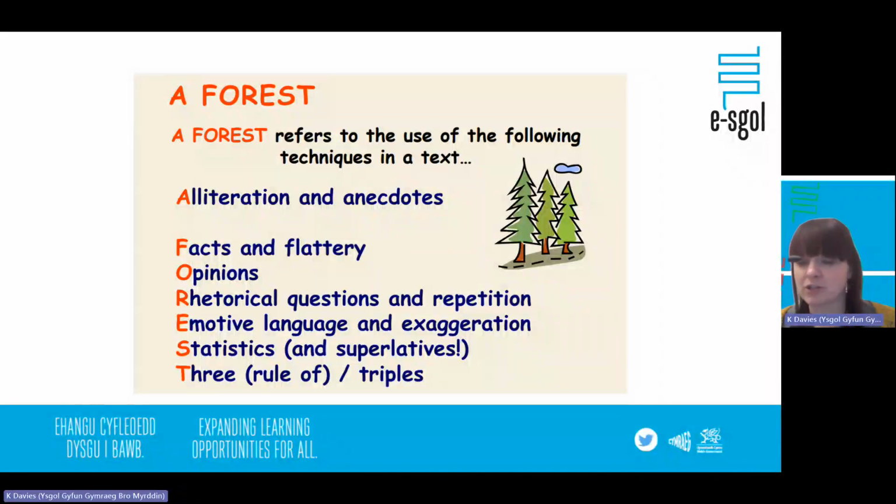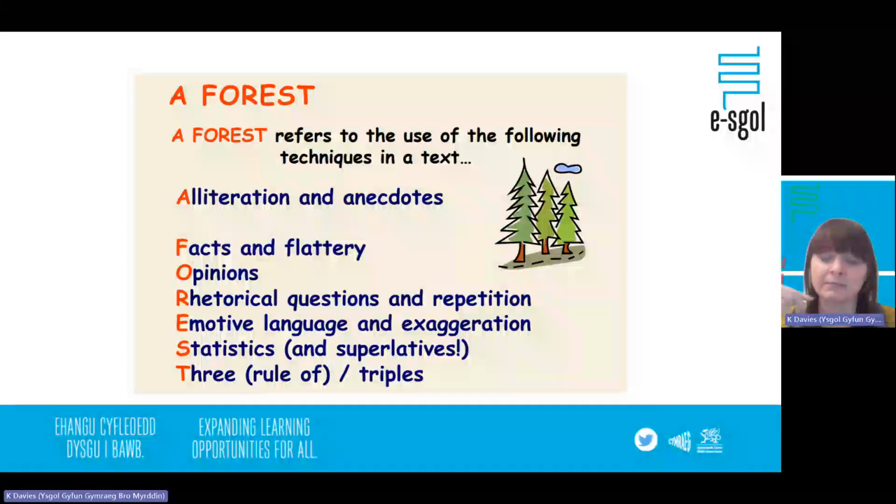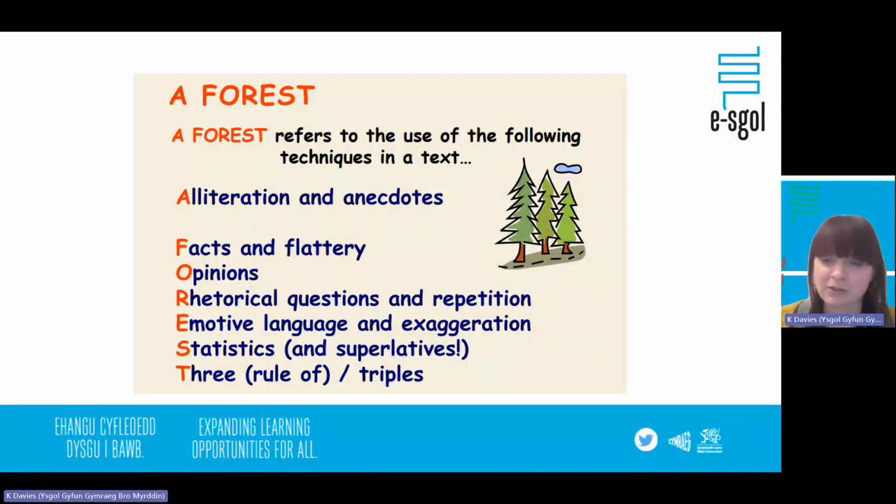So you've got alliteration, so the repetition of the same sound in successive words. Anecdotes, so using personal stories that you could potentially use to develop your ideas. Using facts or using flattery. So facts and figures, possibly flattery. So telling your audience, oh, I appreciate that you'll already know this. You're trying to butter them up almost, okay, trying to get on their good side. Opinions then, so viewpoints, different viewpoints, rhetorical questions, and also repetition.